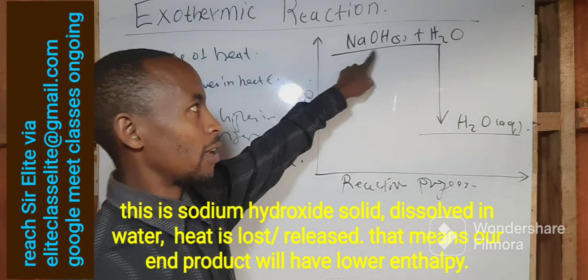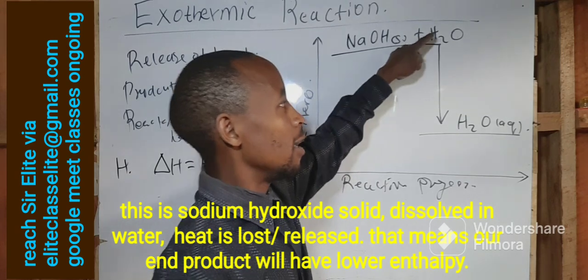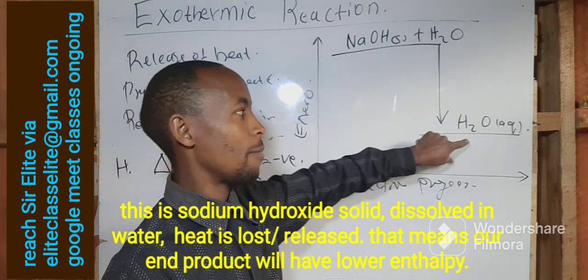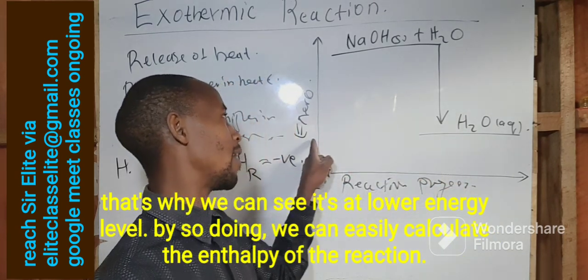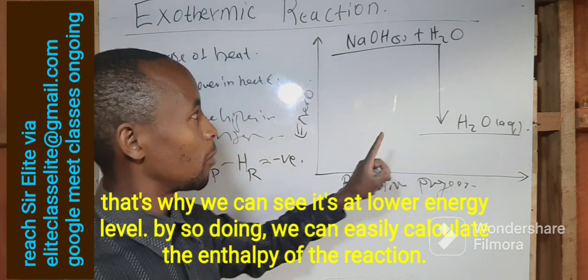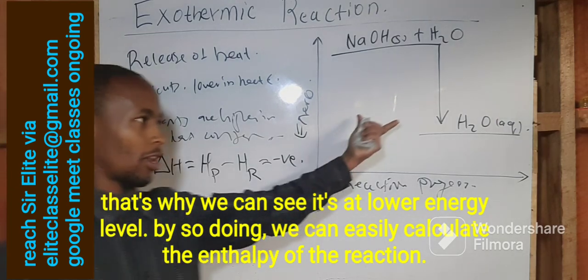This is sodium hydroxide solid reacted or dissolved in water. Heat is lost or released. That means our end product will have lower enthalpy. That's why we can see that it is at lower energy level. So by so doing, we can easily calculate the enthalpy of the reaction.